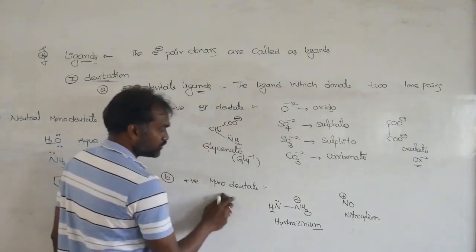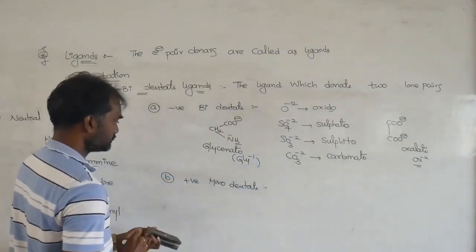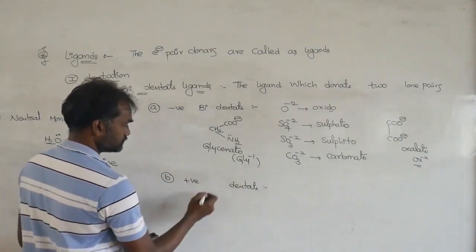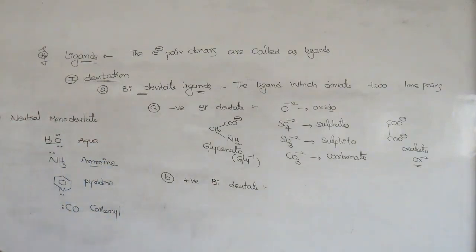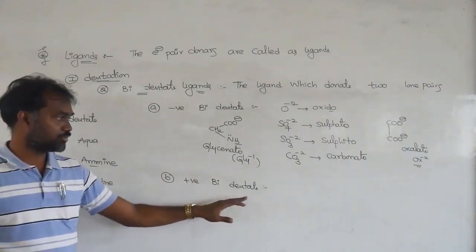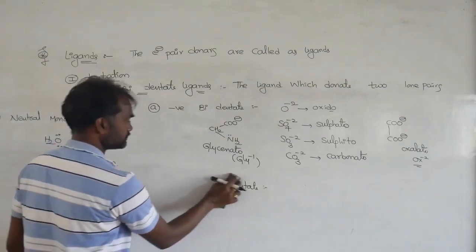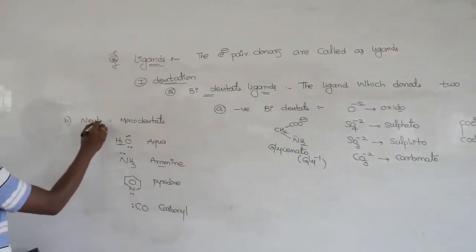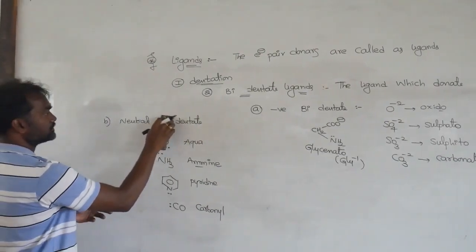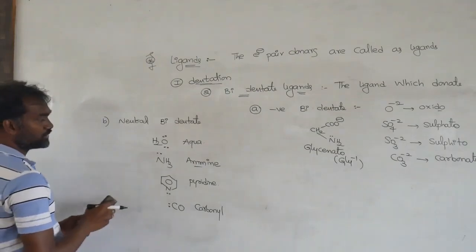Next, positive bidentate. So positive bidentate, not much more available. So better you take neutral. So that B. Neutral bidentate. So ammonia only you take two members.